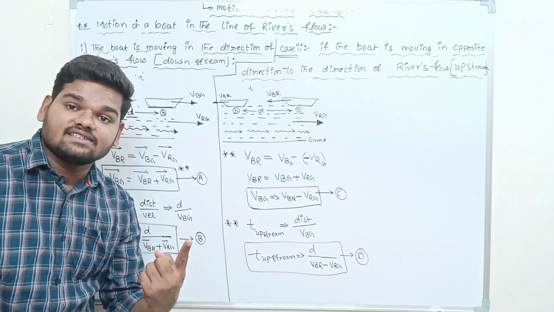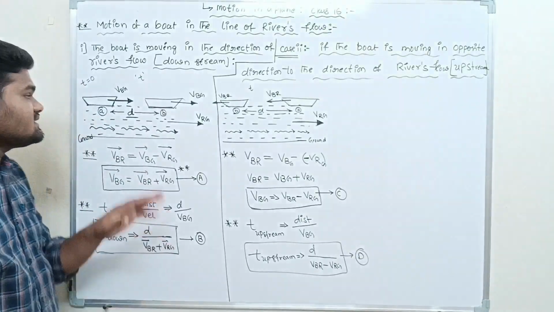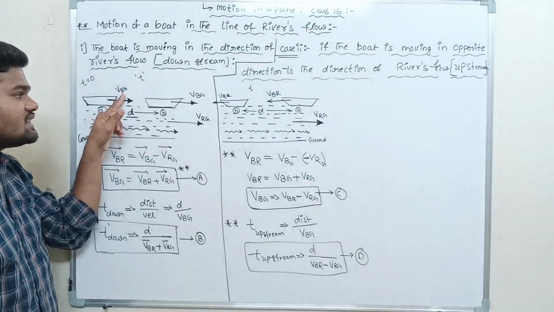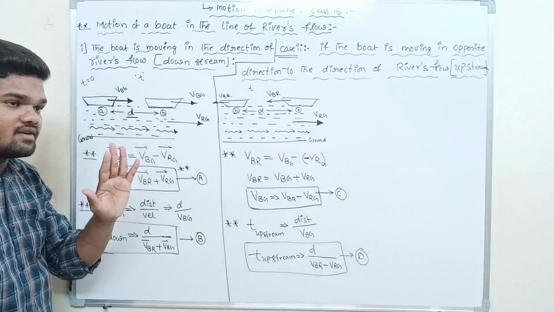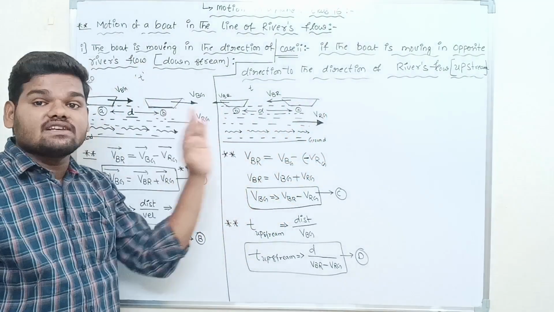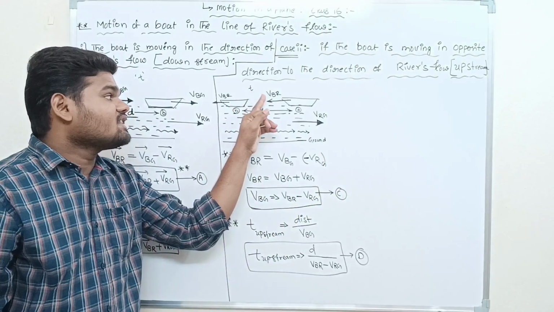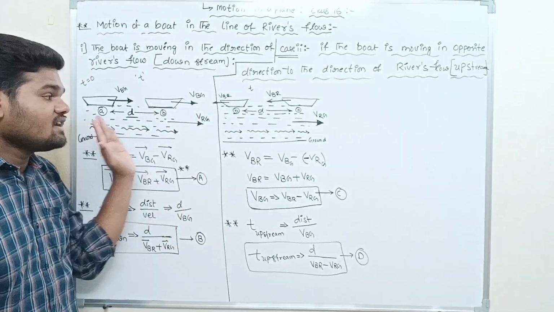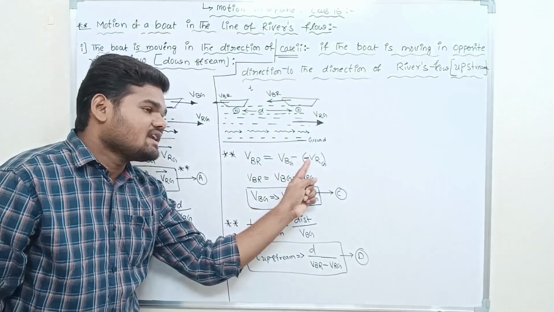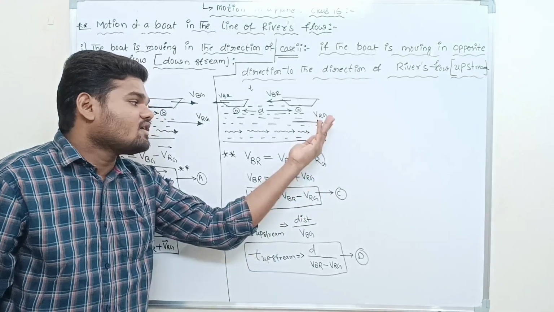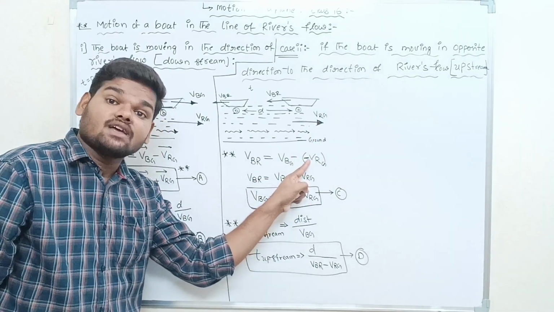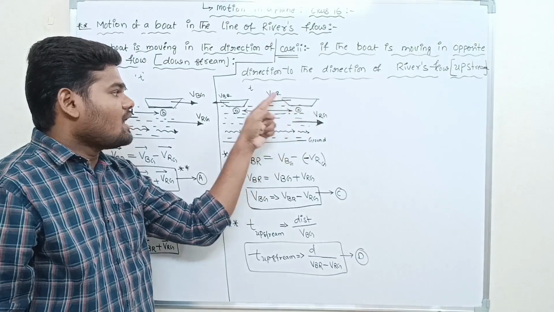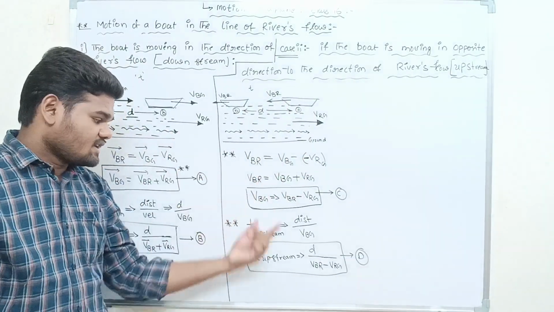Are you getting any difficulties there? Just one thing you should remember: whenever the boat is moving in the direction of the river flow, whatever the velocity of boat is there, that is velocity of boat with respect to ground. Whenever the boat is moving in the direction opposite to the river flow, then whatever the velocity of boat is there, that is with respect to river. This is the only difference between these two cases. Here you will get minus. Why? The velocity of river with respect to ground is opposite. The negative sign shows it is opposite to velocity of boat with respect to river. So this is opposite to this. That's it. The remaining process is the same.